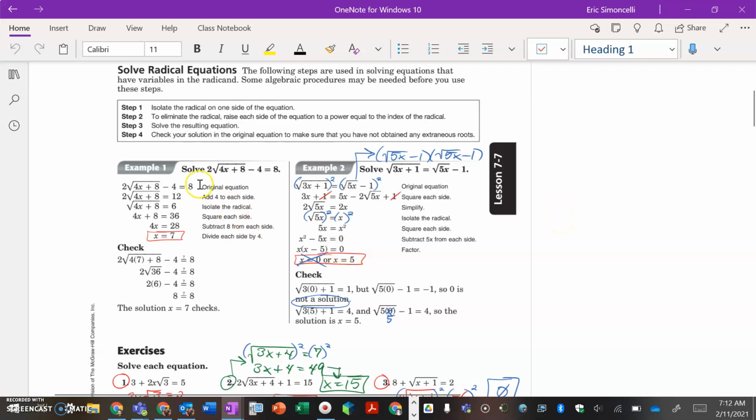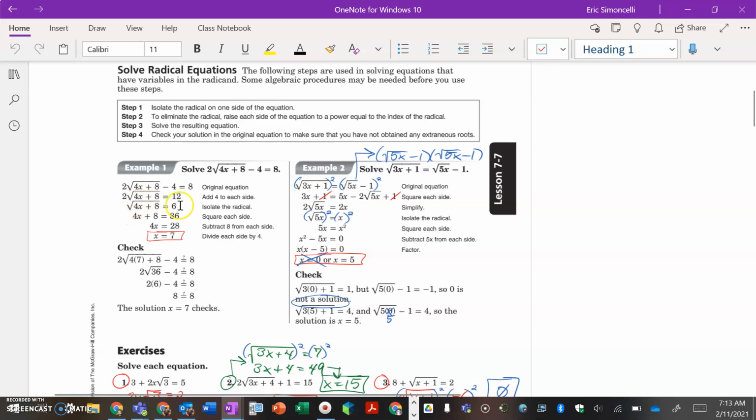For example 1, it says solve 2 times the square root of 4x plus 8, minus 4 equals 8. So again, step 1, isolate the radical, which they'll do by adding 4 to each side to get 12, and then dividing by 2 in the next step, such that you now have the square root of 4x plus 8 equals 6. Next, step 2. To eliminate the radical, raise each side of the equation to a power equal to the index of the radical. The index here, if you remember, is 2 because it's a square root.